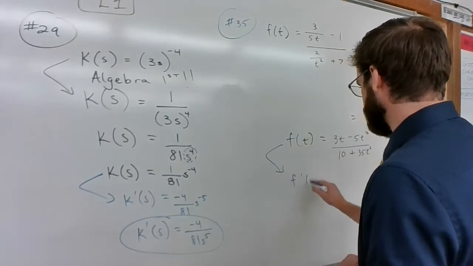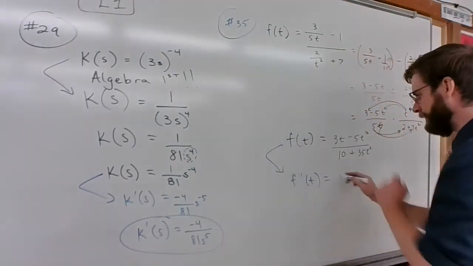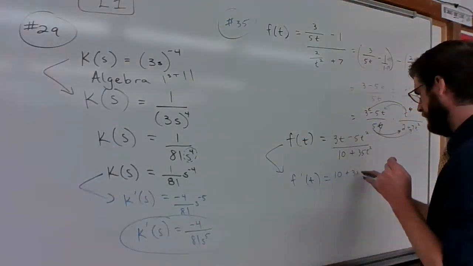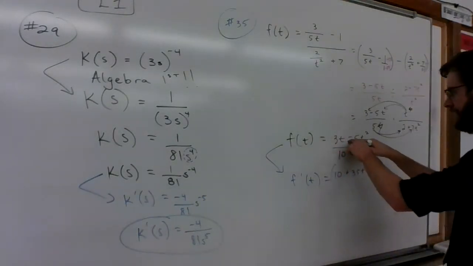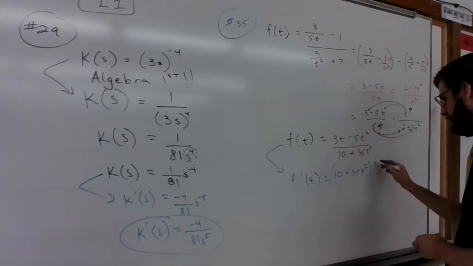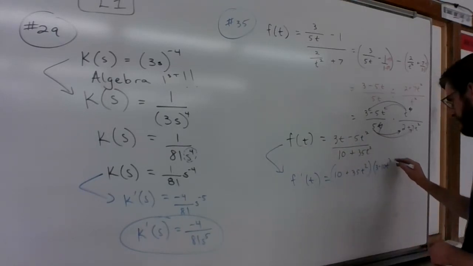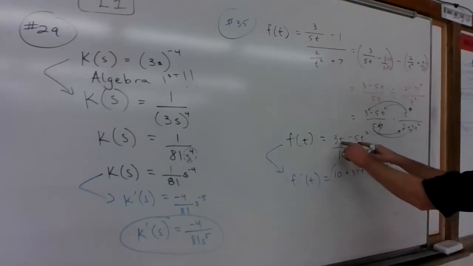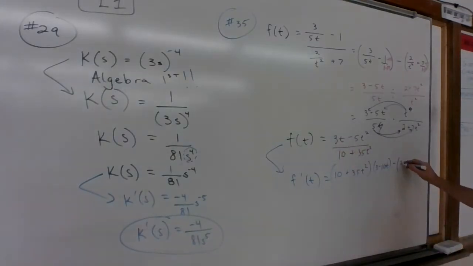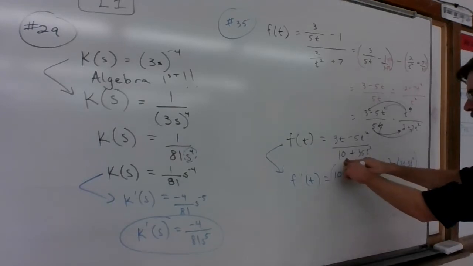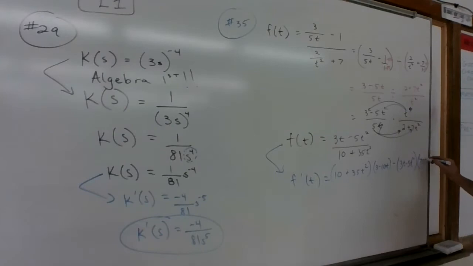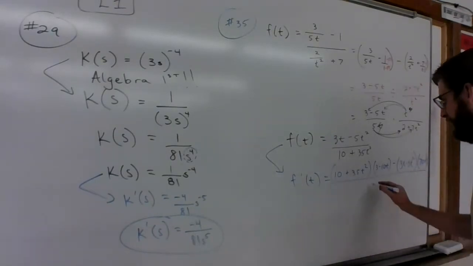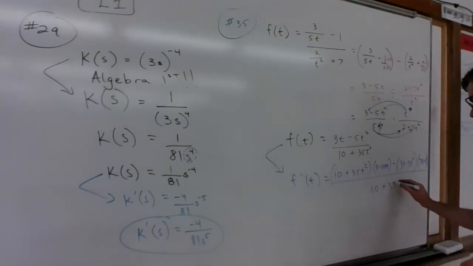So quotient rule says bottom, leave it alone, times the top derivative, 3 minus 10t. Then you'd subtract the top times the derivative of the bottom, 0 plus 70t, divided by the bottom squared.